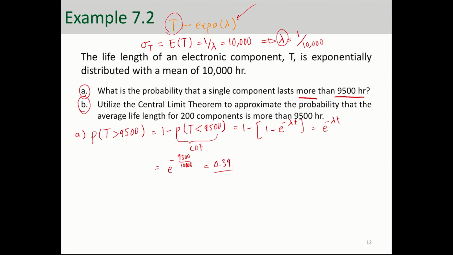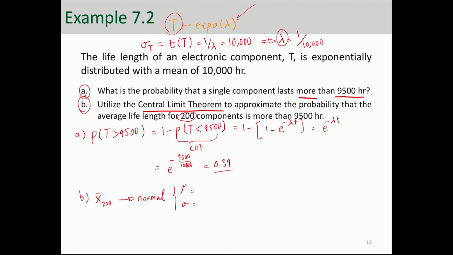But in part B, it says, utilize the central limit theorem to approximate the probability that the average life of 200 components is more than 9,500 hours. So now we're talking about the average life of 200 components. So right here, the 200 is your sample size. Now our new random variable is x bar 200, which is the average of 200 components. And we know that this is going to be a normal random variable, but this normal random variable will have a mu and a sigma that we need.